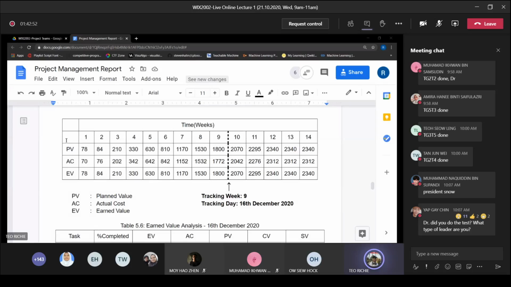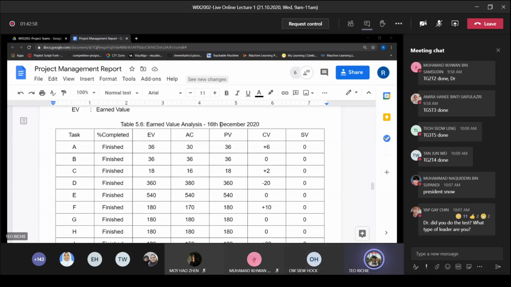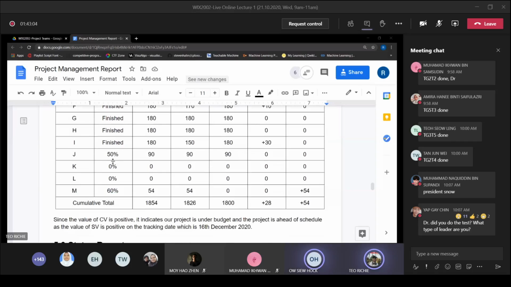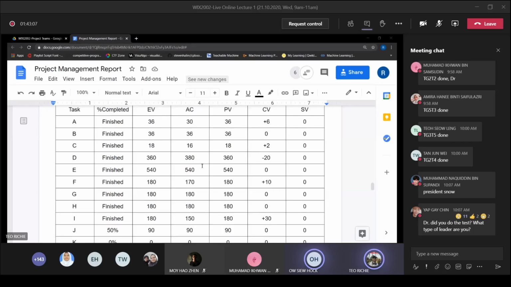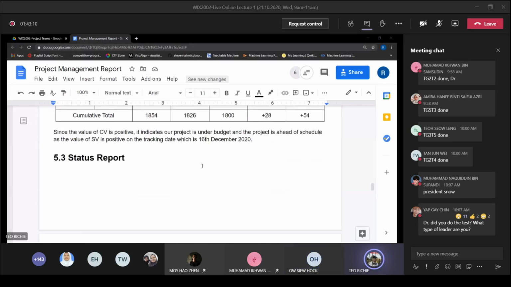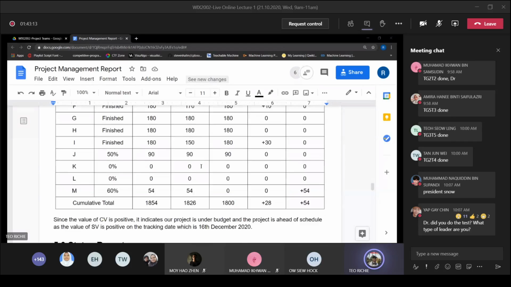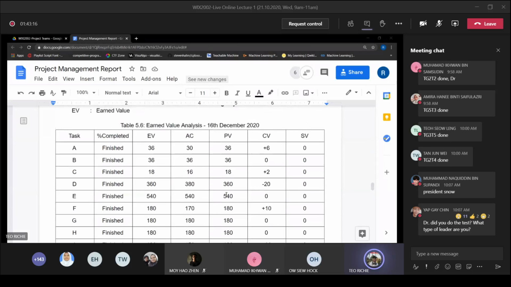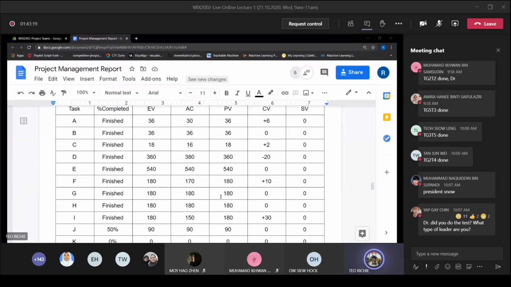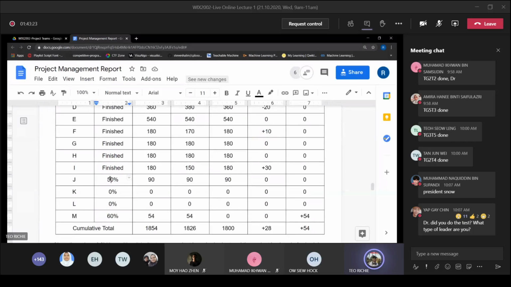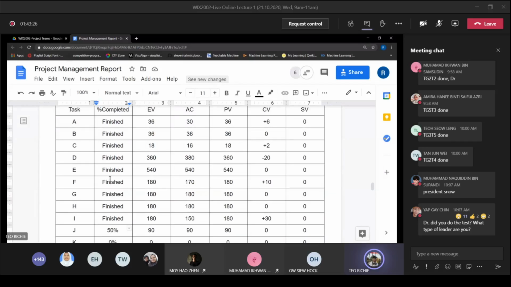So this would be our table. Okay, good. This is the EV analysis up until the 16th December 2020. On the cut-off day, what is your status of SPI and CPI? Wait a minute, I'm just going to confirm again. Just look at the ending period of the cut-off date, then you can see the SPI and CPI values.